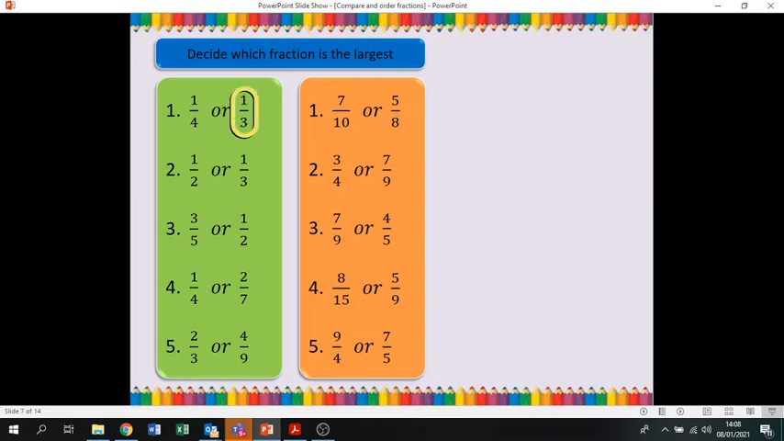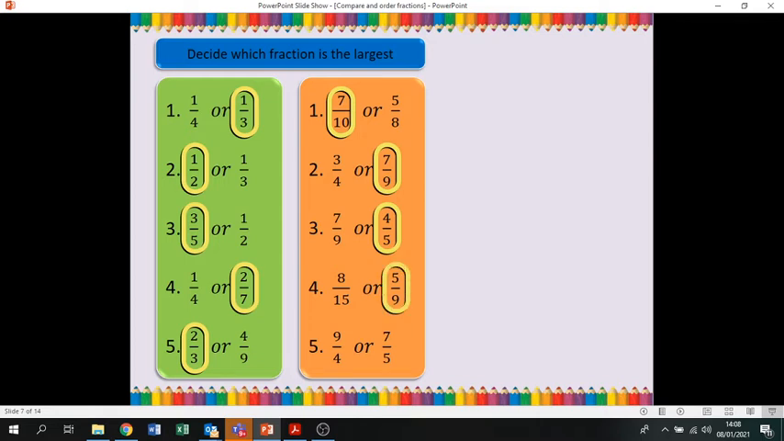Okay, so if you did the green questions, you will have found that 1/3 is bigger than a quarter, 1/2 is bigger than a third, 3/5 is bigger than a half, 2/7 is bigger than 1/4, and 2/3 is bigger than 4/9. If you did the orange questions, you will have found that 7/10 is bigger than 5/8, 7/9 is bigger than 3/4, 4/5 is bigger than 7/9, 5/9 is bigger than 8/15, and 9/4 is bigger than 7/5.